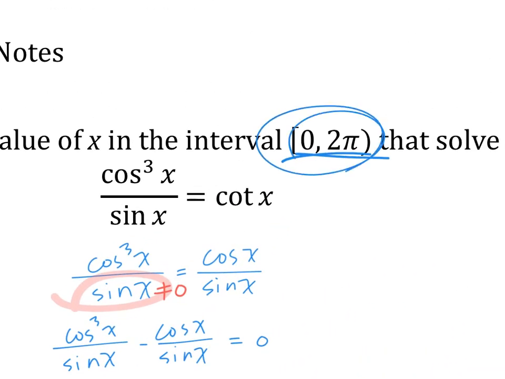Okay, so this question has a lot of tricky parts. First, 0 to 2 pi. Your answer is only from 0 to 2 pi, and see how it's not including 2 pi? So you don't want to have 2 pi as part of your answer. The second part is that there's a denominator, so you have to be careful and check.